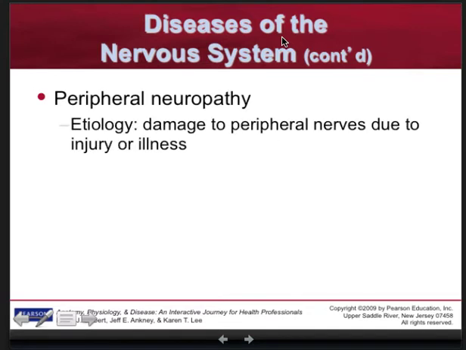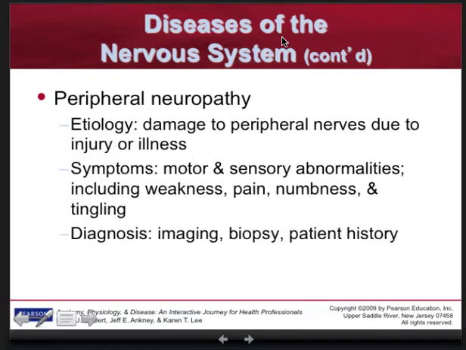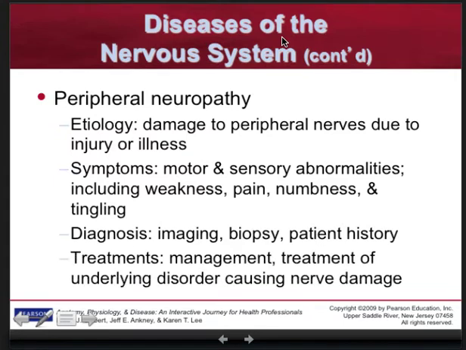Peripheral neuropathy is damage to the peripheral nerves due to injury or illness. The symptoms include motor and sensory abnormalities, weakness, pain, numbness, and tingling. The diagnosis is imaging, biopsy, and patient history, and the treatments are management of the pain, treatment of the underlying disorder that causes the nerve damage, and there are a lot of modalities that do this. TENS units are one of the frequently used interventions for neuropathy.